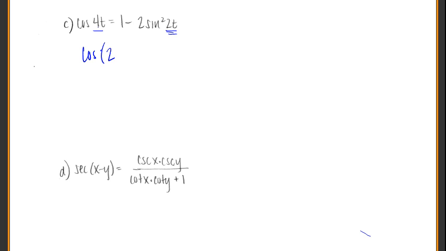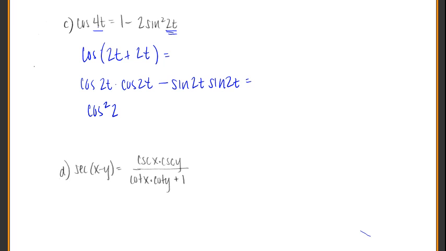So cosine of 4t, we can write it as 2t plus 2t, and let's do expansion. So we want cosine of the first times cosine of the second minus, so do the opposite, sine of the first times sine of the second. Okay, so this is basically cosine squared 2t minus sine squared 2t.